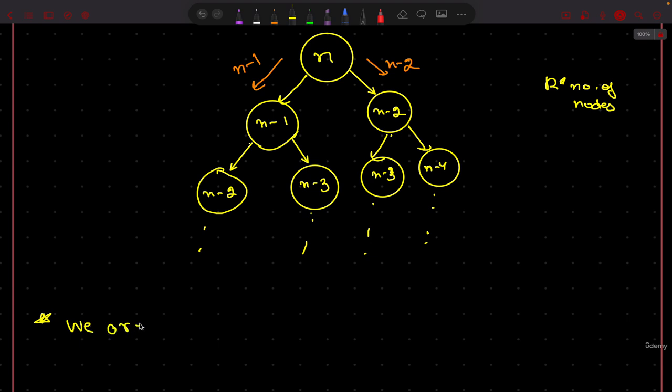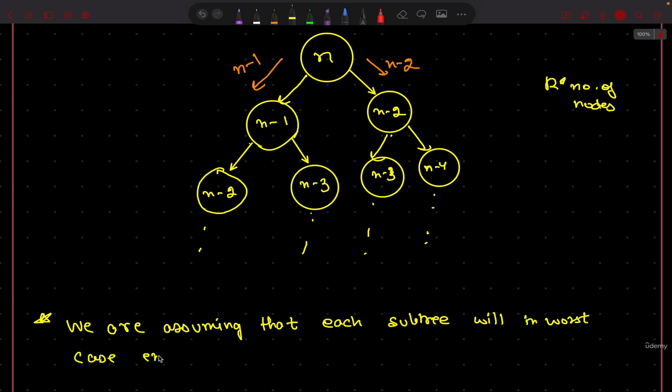We are assuming that each subtree will, in the worst case, end at the bottommost depth, right? So what I'm assuming is that each of these trees is going to go all the way to the bottom, till 1, and is going to take n steps to get there.